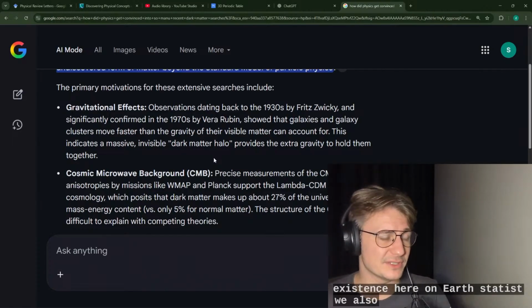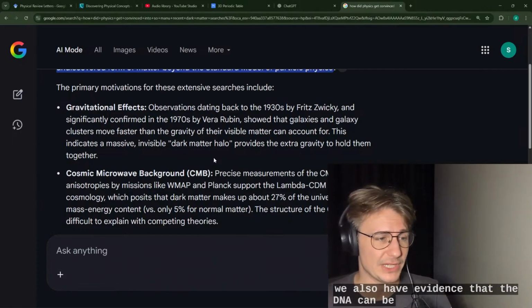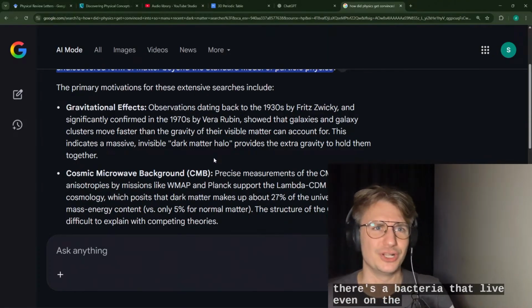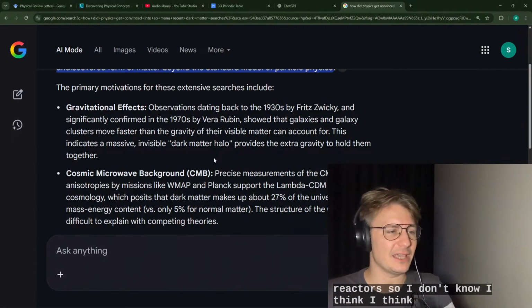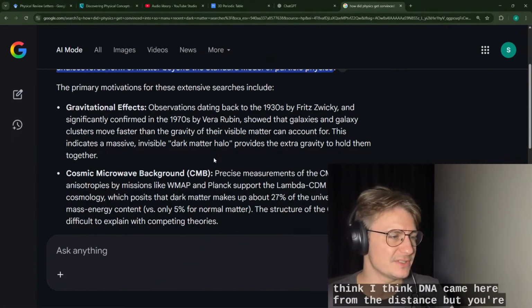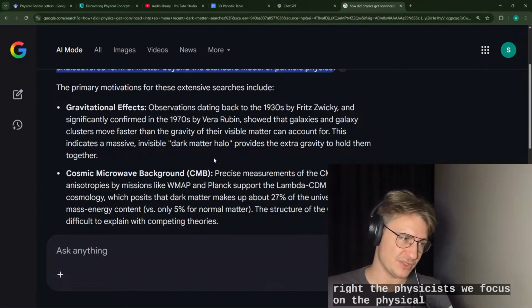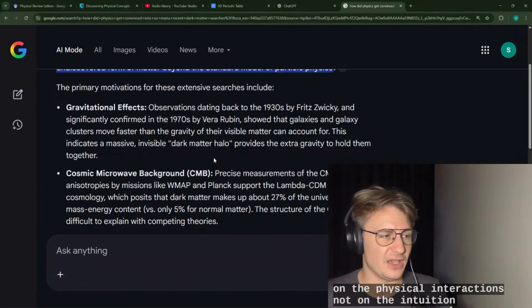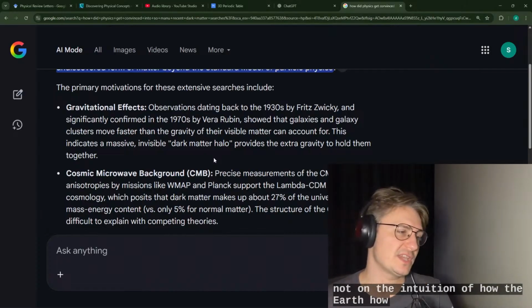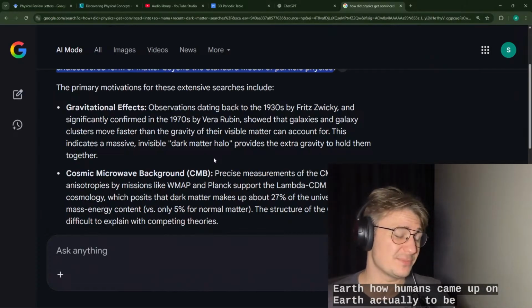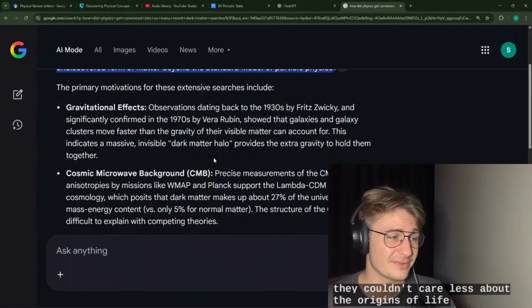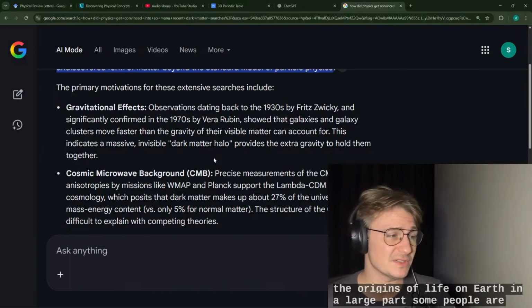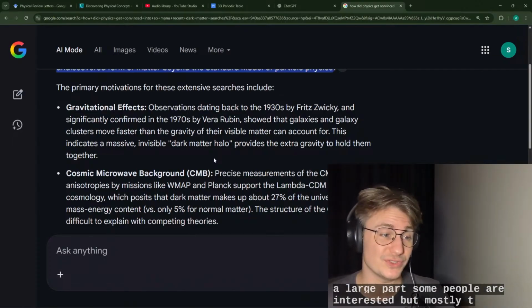We also have evidence that DNA can be very radiation hard. There's bacteria that live even on the inside of nuclear reactors. So I don't know. I think DNA came here from a distance, but you're right. The physicists, we focus on the physical interactions, not on the intuition of how humans came up on Earth. Actually, to be totally transparent, the physicists I met, they couldn't care less about the origins of life on Earth in a large part. Some people are interested, but mostly they wanted to know about the rules of the universe.